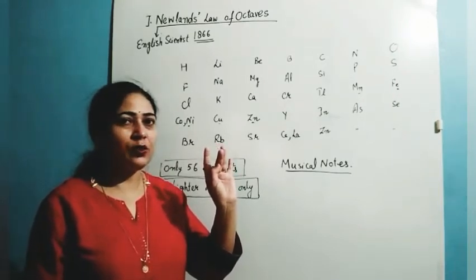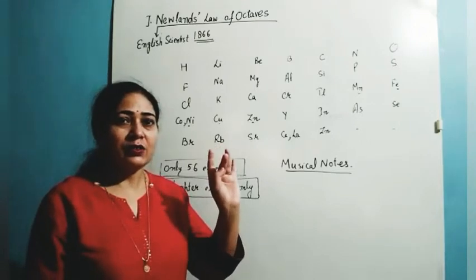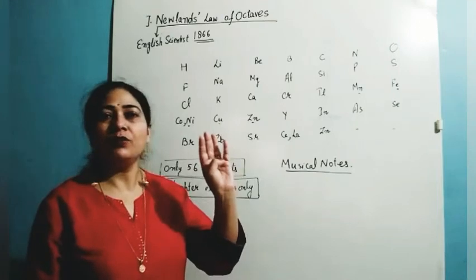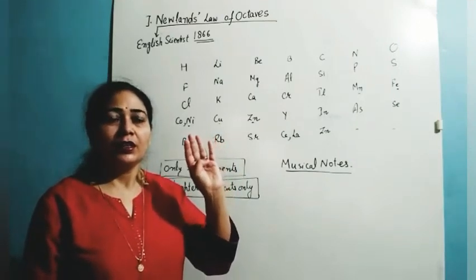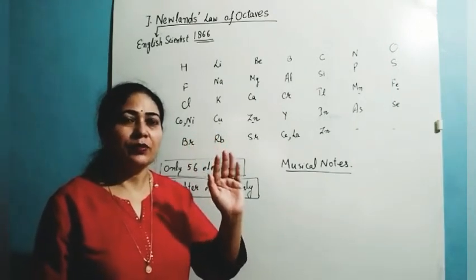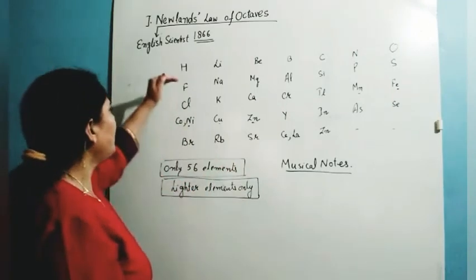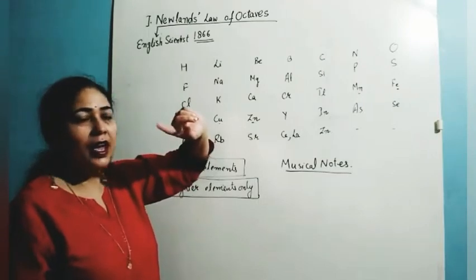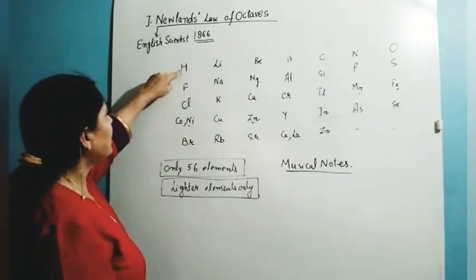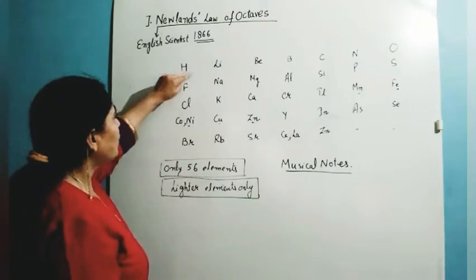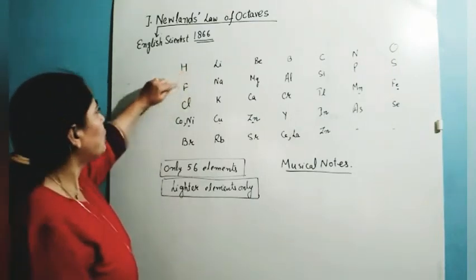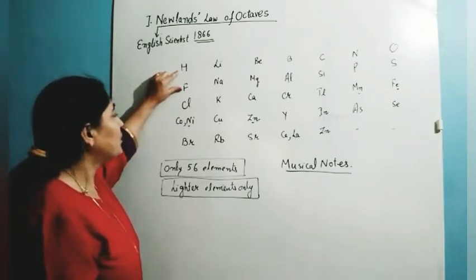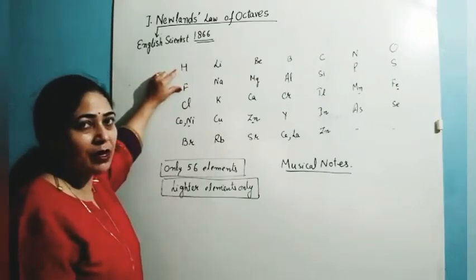And what is the last note? That is the Sa. As we say, the last musical note is the repetition of the first musical note. Taking this into consideration, he proposed the law of octaves. According to this system, he said that the element which is in the 8th position from the first element has properties in repetition, the physical properties as well as the chemical properties.